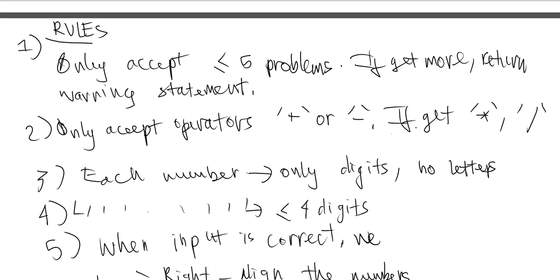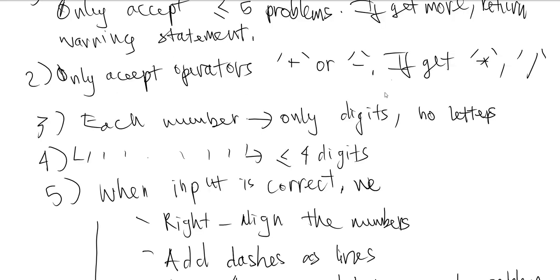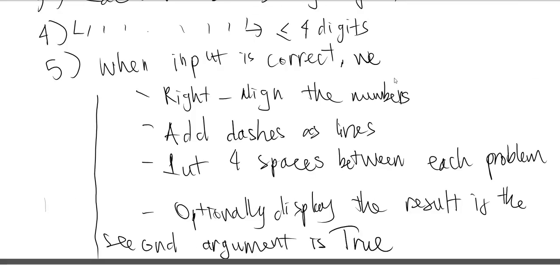Third, each number only contains digits and no letters. No letters are accepted. And so it actually supports the next rule. Each number only contains up to 4 digits, no more than 4. And lastly, when the input is correct as we desired, we're going to align the numbers to the right and add a sequence of dashes at the bottom of the problem, and then put 4 spaces between each problem.